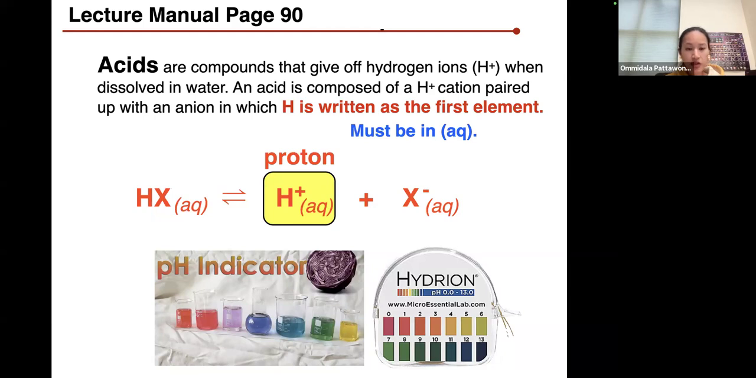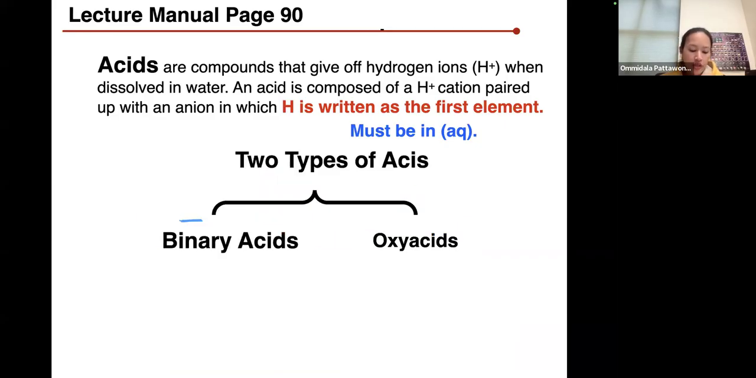But in this case, just note that for this class, I'm always going to indicate hydrogen written first, including the AQ or aqueous, in order for you to recognize that this is an acid. When you go to a higher level of chem, you will see that sometimes hydrogen doesn't have to be written first, according to the structure. With that being said, I'm going to look at two different types of acid.